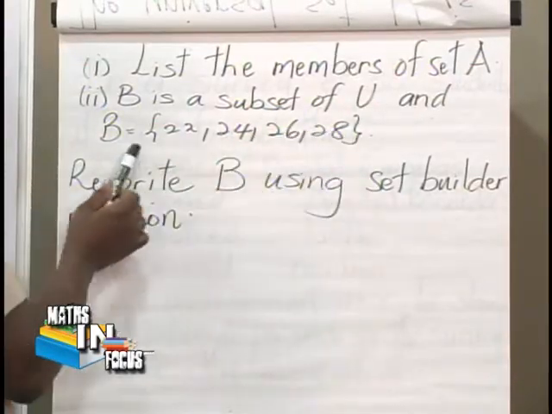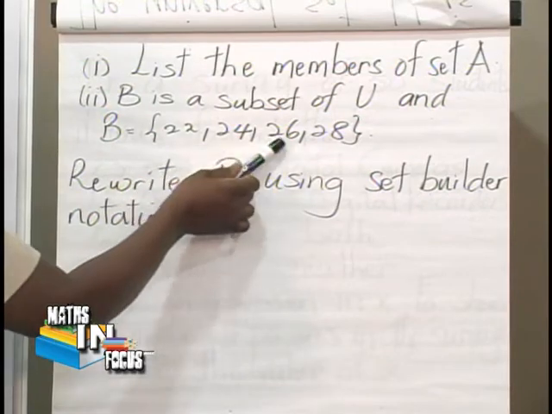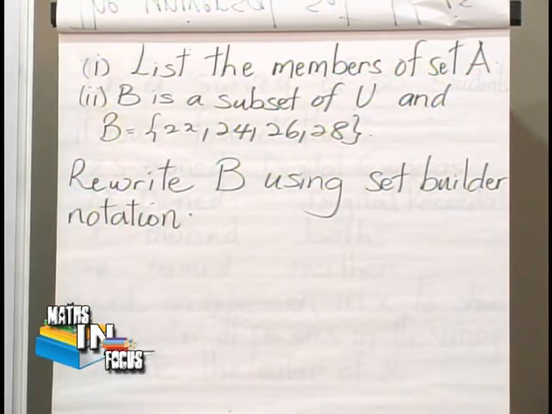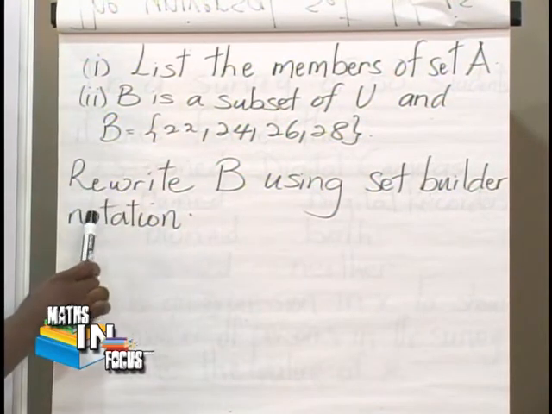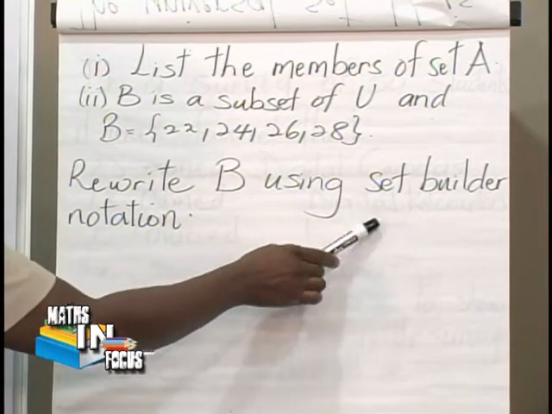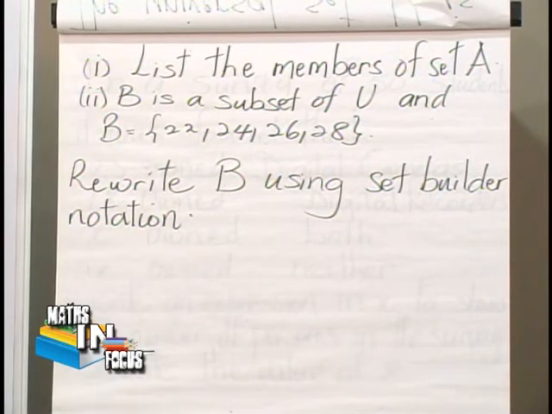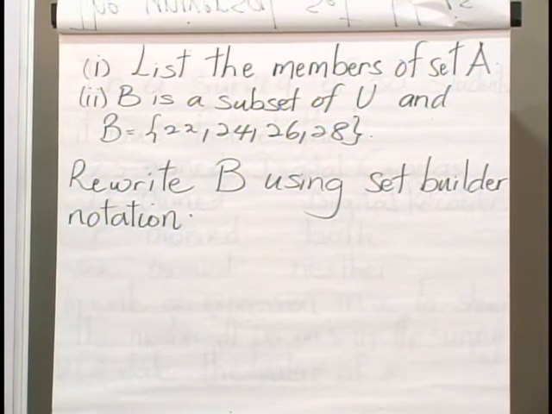It says, B is a subset of U and B is equal to 22, 24, 26, and 28. Now first, we were given the set in set builder notation form and we listed the elements. Here, we're given the elements and we want to rewrite the set B using set builder notation. So that's a challenge for you. Quickly, use the set B and rewrite using set builder notation.